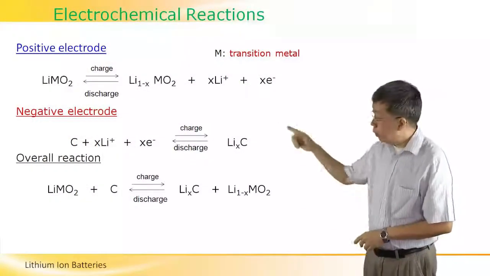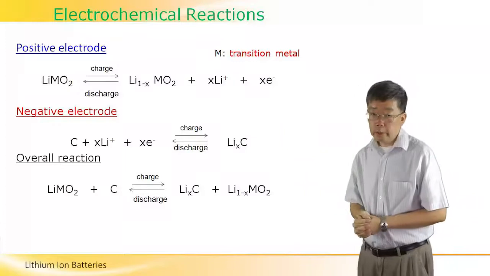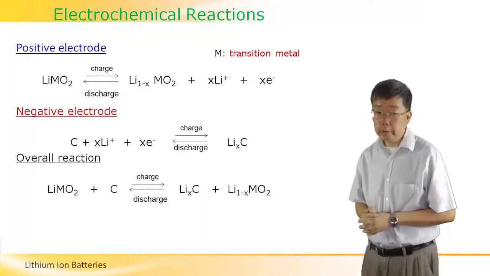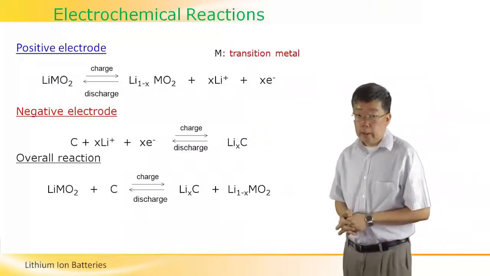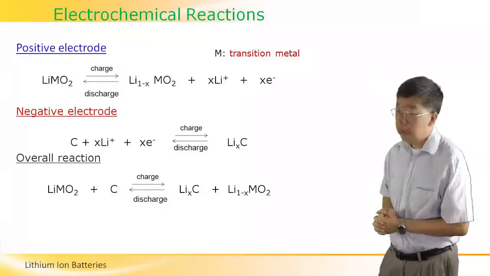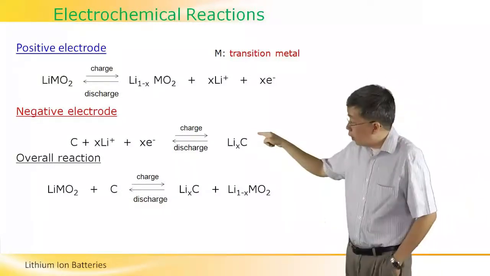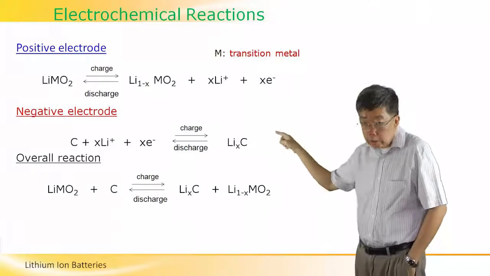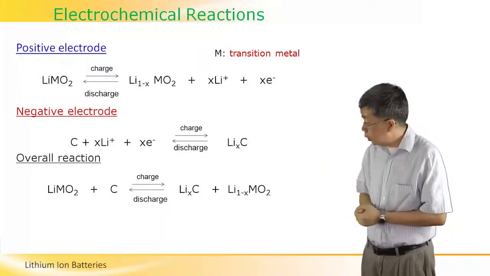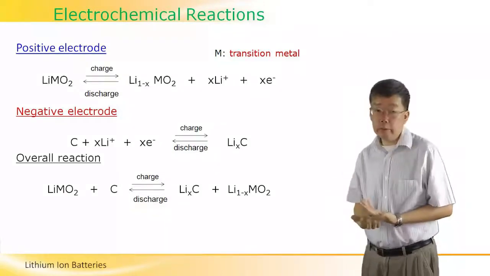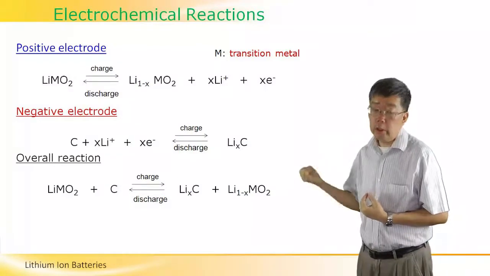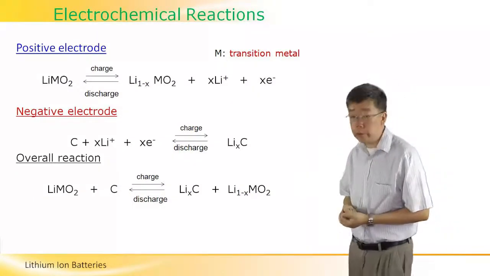So in this slide we will look at the electrochemical reactions which take place within the lithium ion battery. So first on the positive electrode, we can see that the chemical reactions have double arrows. So this shows that this type of battery is a secondary battery. So it can be charged and it can also be discharged.